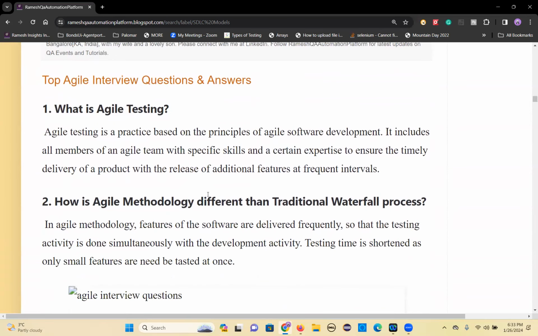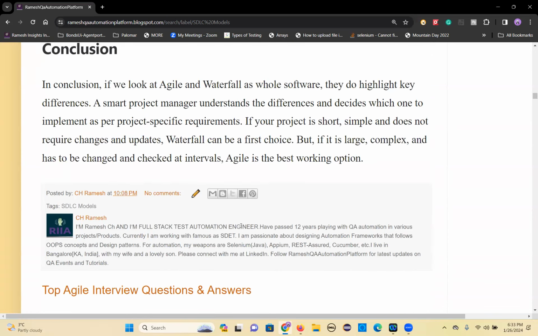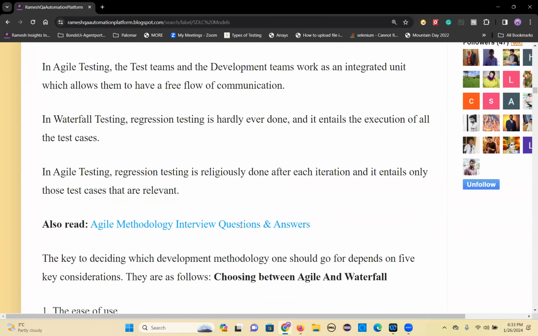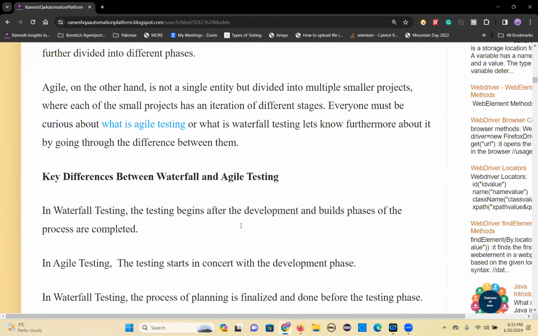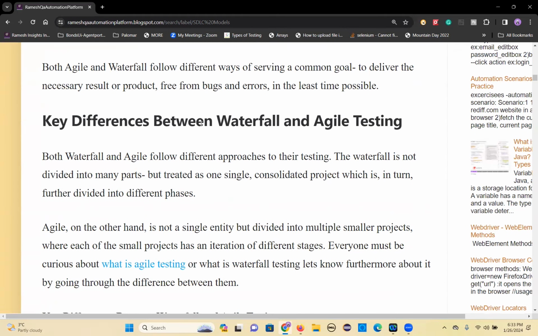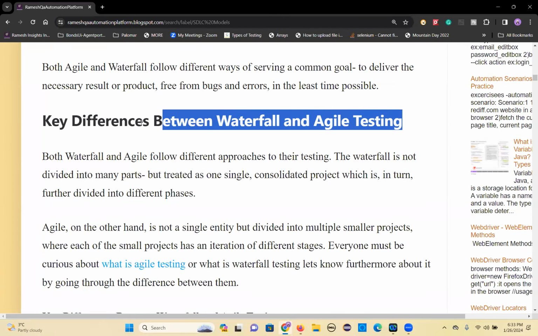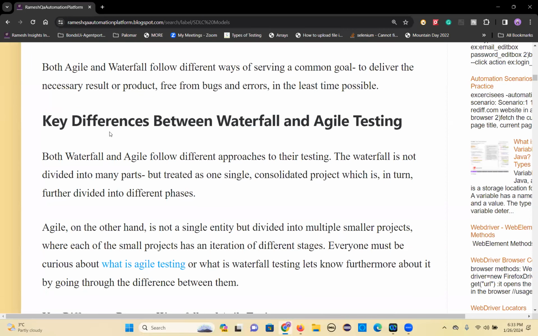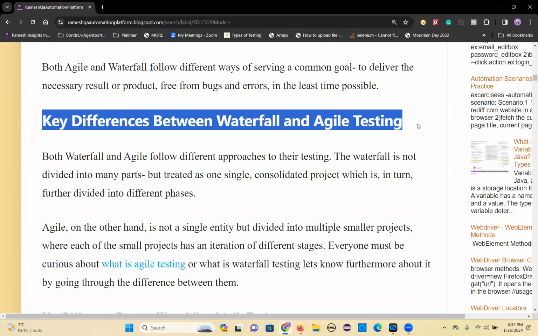This Agile methodology is different from the traditional waterfall methodology. The differences we'll learn in the next class. Here we have the key differences between waterfall and Agile. This is one of the famous interview questions, and I'll explain this in the next class.